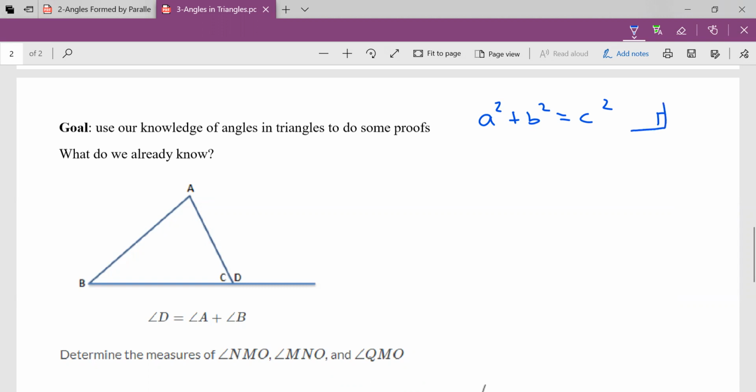What else do I know? Well, I know the interior angles of a triangle all add up to 180. And from here, that's probably enough of what we have. So what do I already know? I know that the 3 interior angles add up to 180. But I want you to think about something else here.